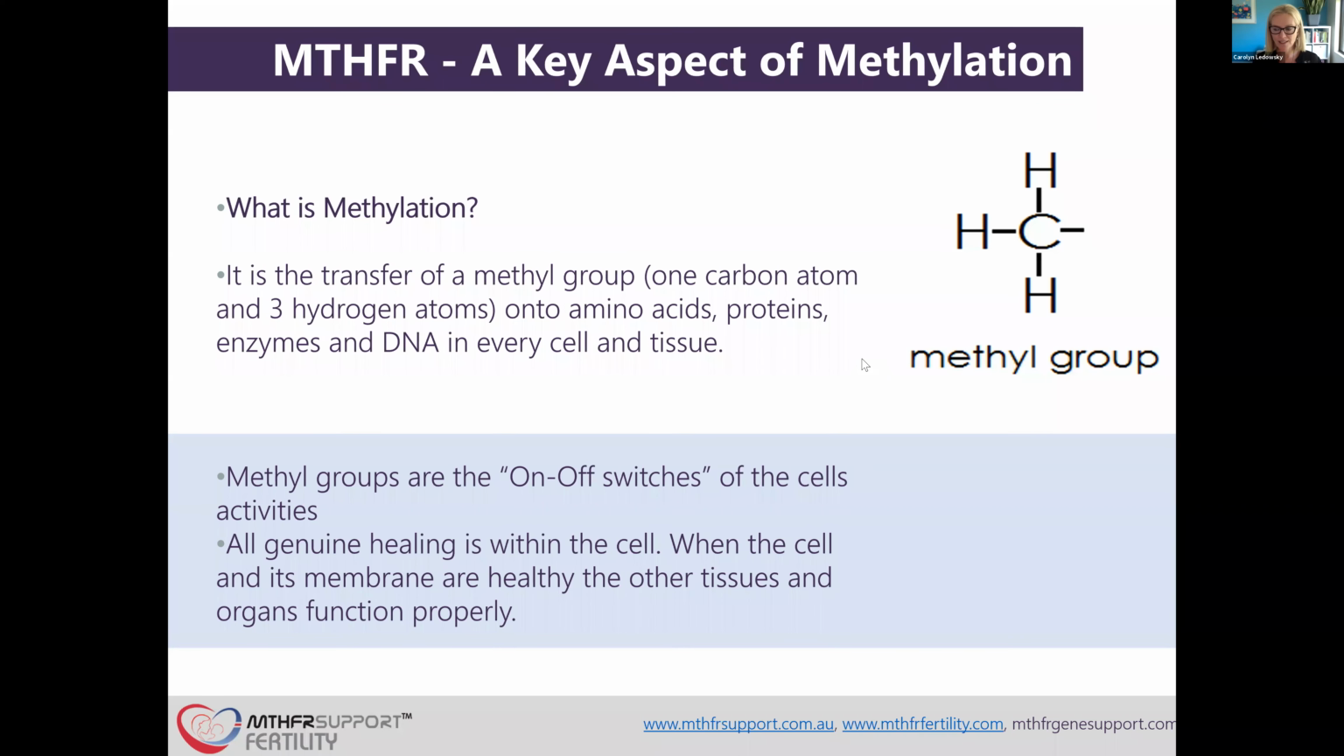Jody is heterozygous A1298C. And lucky for you, Jody, that is the one that affects you the least, but it's still roughly a 20% downregulation.